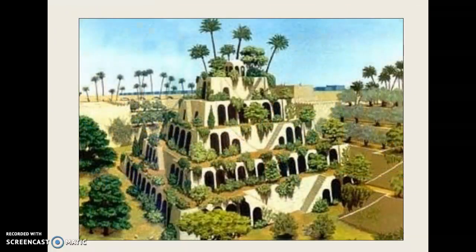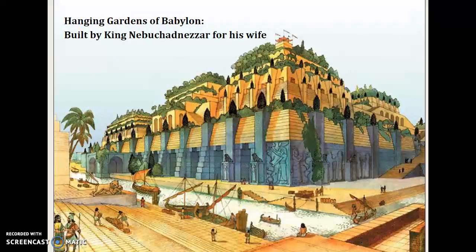Here we are with the Hanging Gardens. This was built by King Nebuchadnezzar for his wife, which took quite a long time to build, but it shows the dedication and the love that he had for his queen.